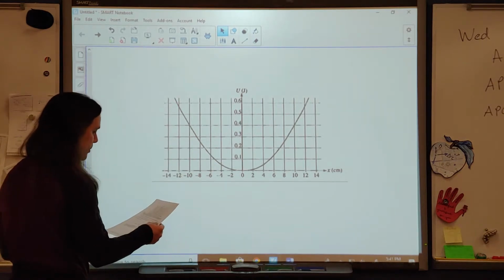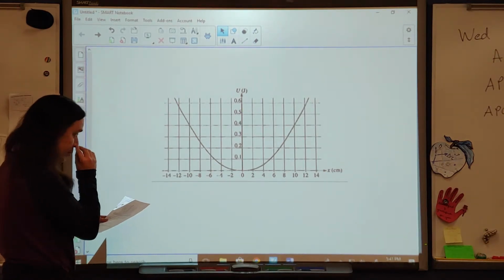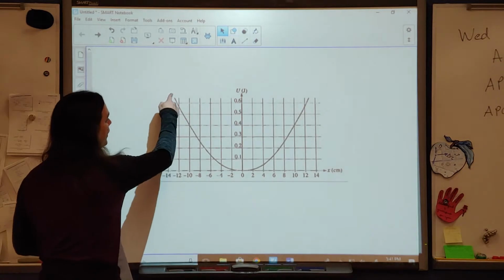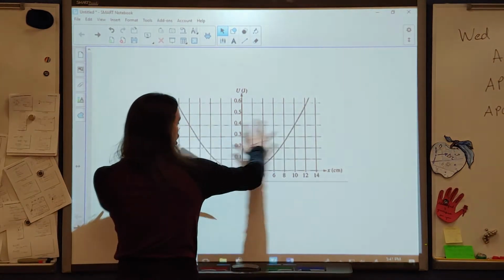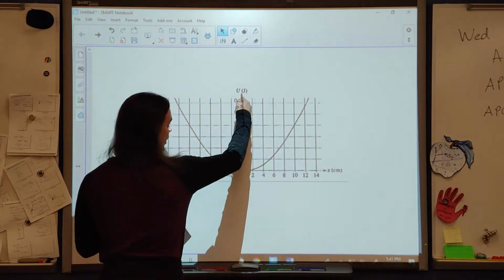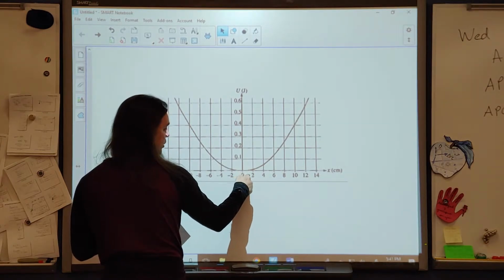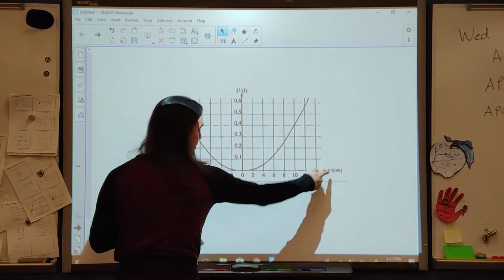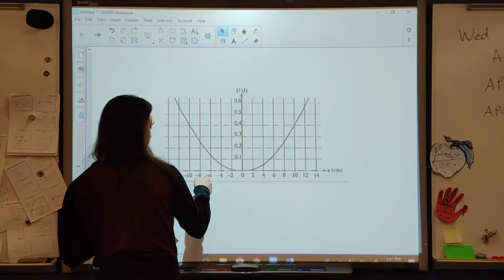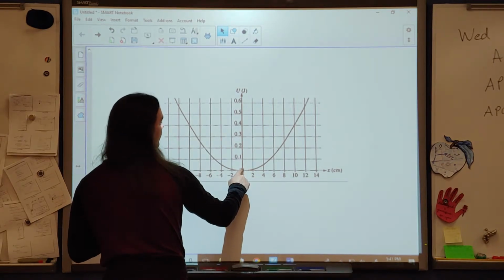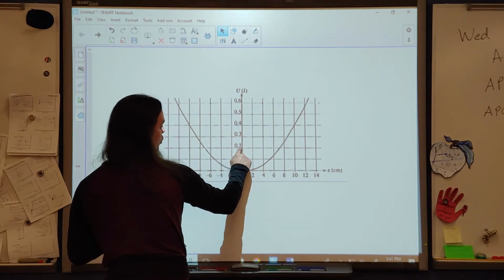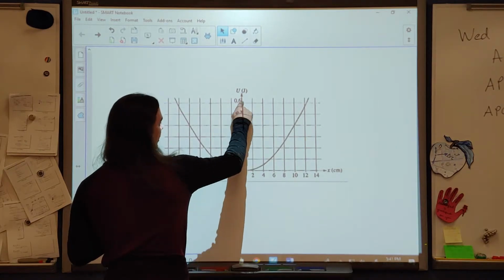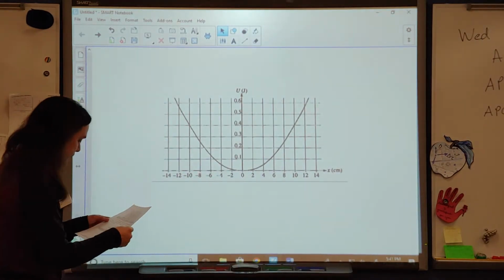Sometimes the graphics don't copy as well, and I don't know how well this camera is picking up all the detail. But we've got the graph that you can see here on gridded paper, and they've got it centered at x equals 0. We've got 2, 4, 6, 8 centimeters, and -2, -4, -6 centimeters. They've also got 0.1 joules, 0.2, 0.3, 0.4, 0.5, 0.6 joules. All right.